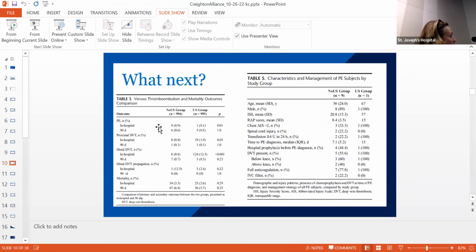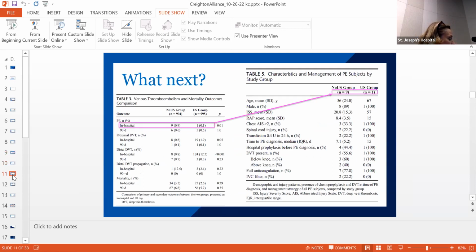And then same thing, I have table 3 on the left, and then I'm going to show you what they've done for table 5, which is the same thing. They've pulled out pulmonary embolism, and they're going to expand on pulmonary embolism.